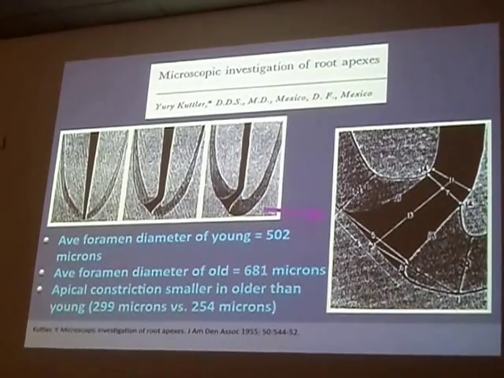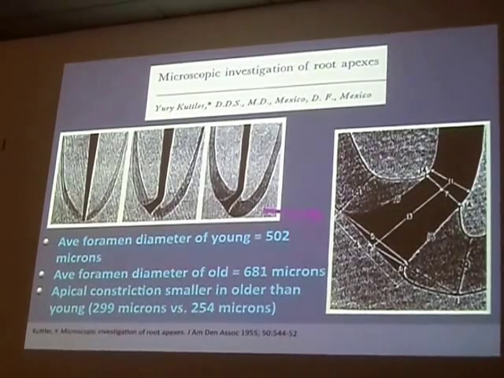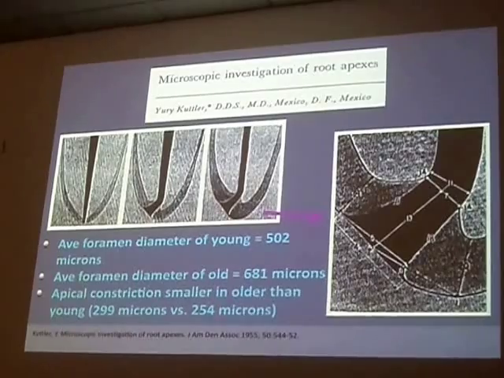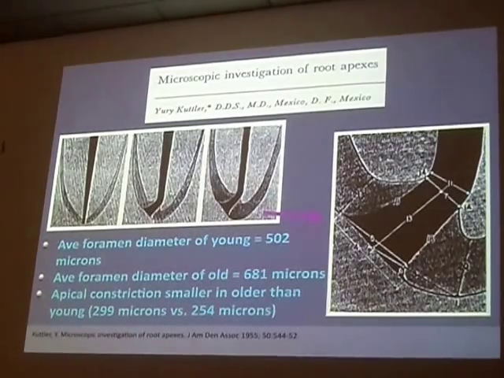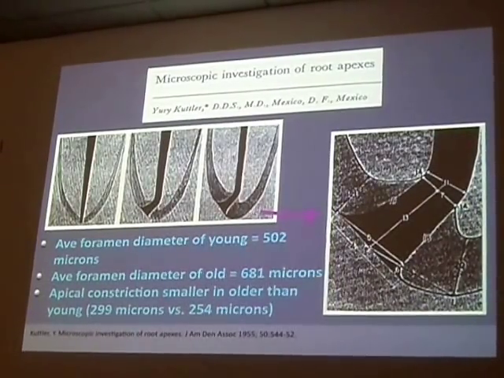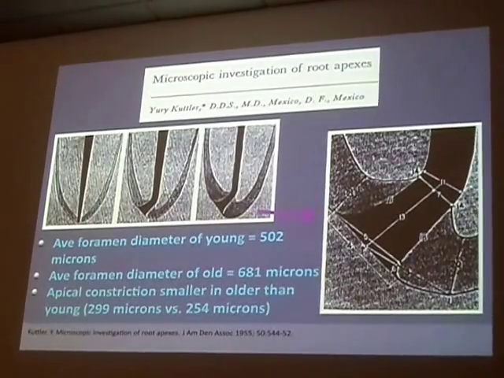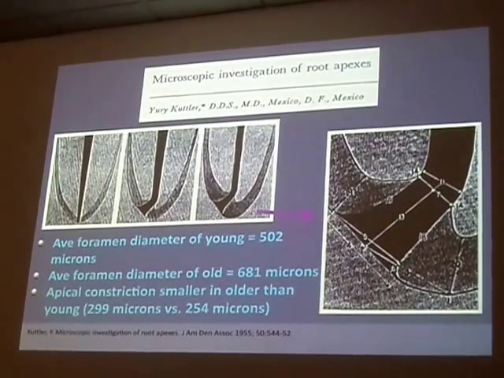And while our apical diameter is larger in the older population, our apical constriction is actually smaller in the older population. So perhaps we need to be more mindful of this when we're treating our patients.